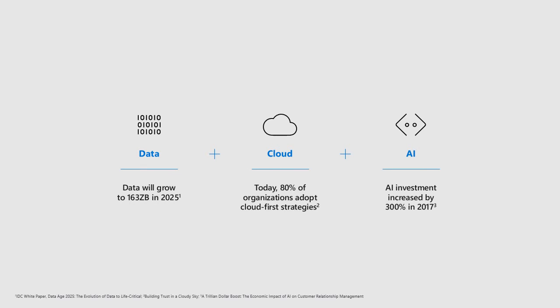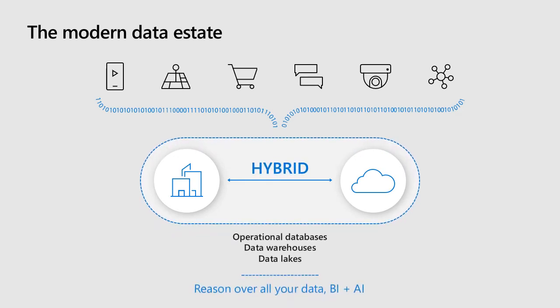So switching over to the data side, we all have to realize that there are realities that are going to come up very soon. Data continues to grow. 80% of all the enterprises that we have spoken to have a cloud-first strategy, and AI investment has increased 300-fold in 2017. So AI is currently everywhere. The way we respond to that is that we are espousing what is called the modern data estate. The modern data estate essentially is the set of capabilities for you to store both structured and unstructured data on-premise and on the cloud, running it as operational databases, data warehouse, and data lakes, and giving you the ability to reason over all of your data using business insights or BI or artificial intelligence or AI.